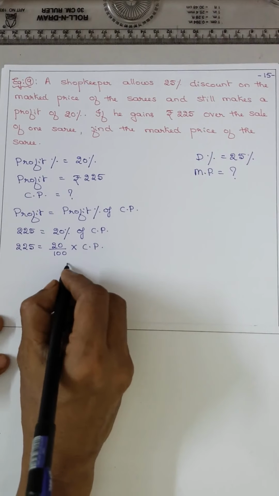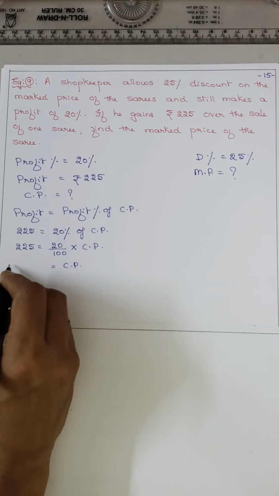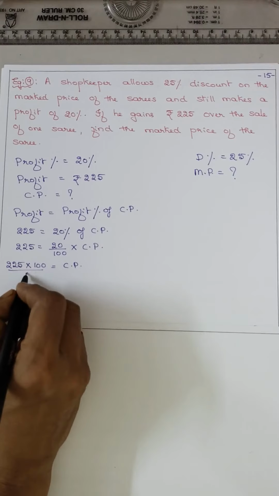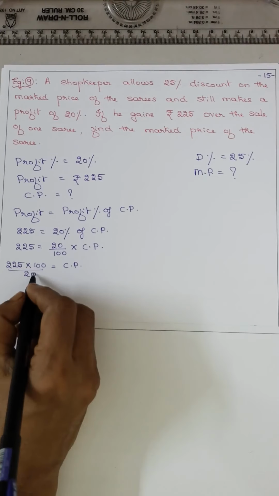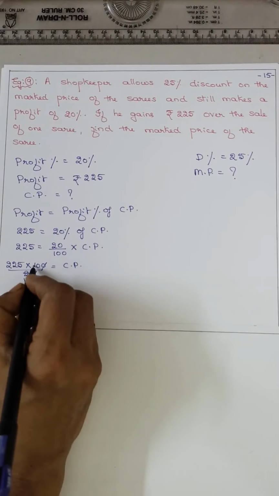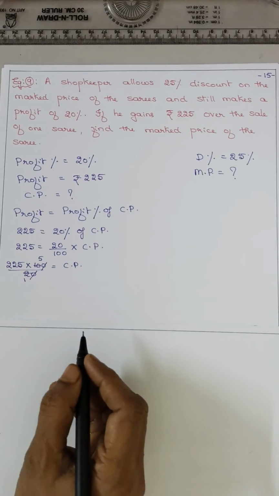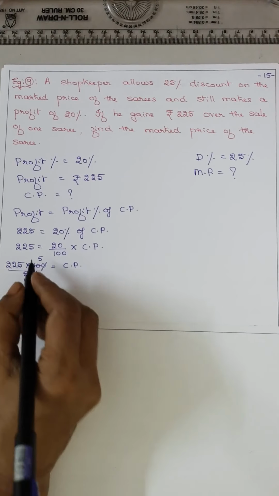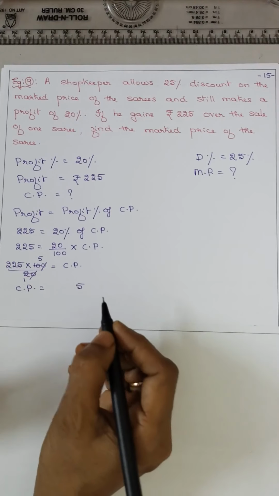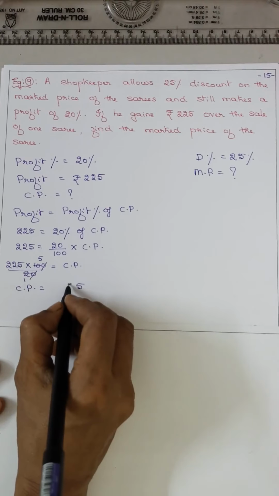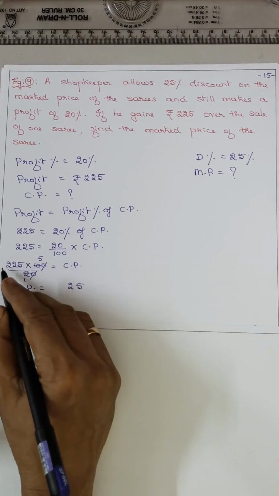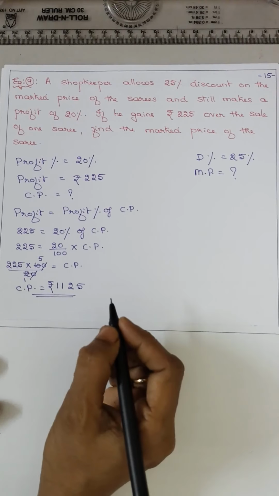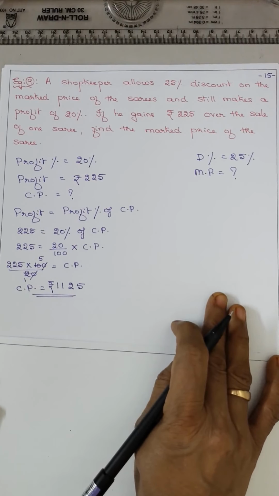So CP, you keep it on the right side. 225, this 100 will go to the numerator, 20 will come in the denominator. 0, 0 cut, 2 ones are 2, 2 fives are 10. Otherwise 20 ones are 20, 5 twenties are 100. So you got CP is equal to 1125.